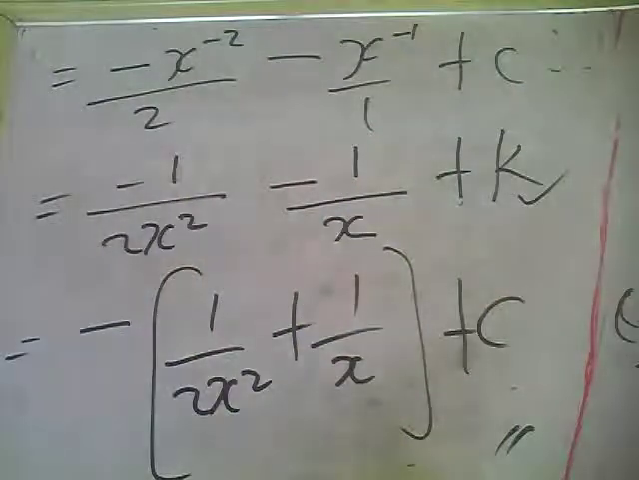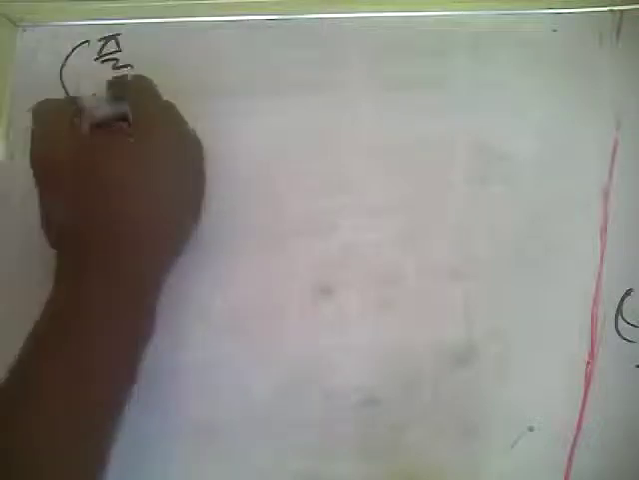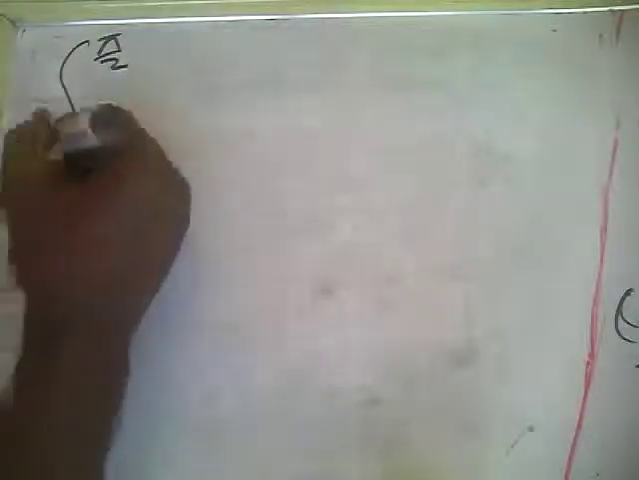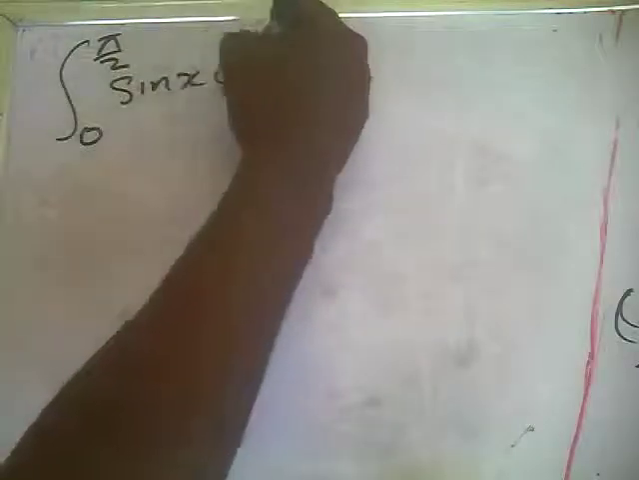Now the last question on integration is what we're going to solve now. Please try and write what we have on the board down, okay, before I give you the second question. The second question is on definite integral, that is integrating between limits, between lower and upper limit. The question says evaluate integral pi over 2 down to 0 of sine x dx.